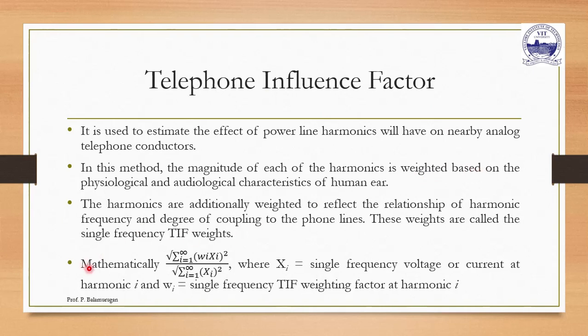So mathematically, if you want to express the impact of the power line harmonics on the nearby telephone conductors, telephone lines, then I have to use weighted values for the individual harmonics. So I'll have the expression as the square root of summation i equal to 1 to infinity (wi xi) the whole square, divided by the square root of summation i equal to 1 to infinity xi the whole square, where xi is a single frequency voltage or current of harmonic frequency i, and wi is the single frequency TIF weighting factor at harmonic i.